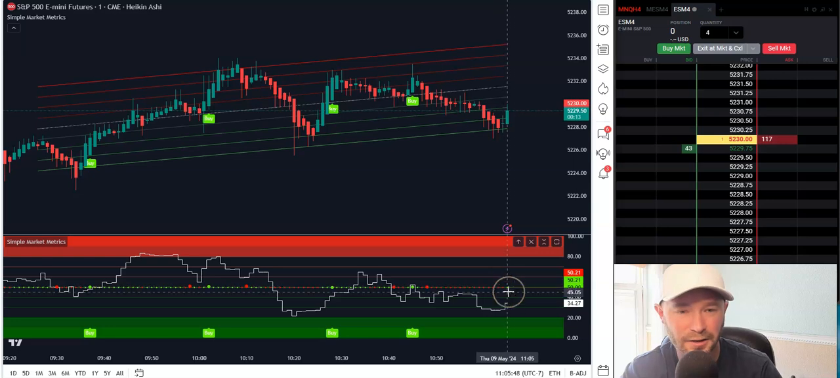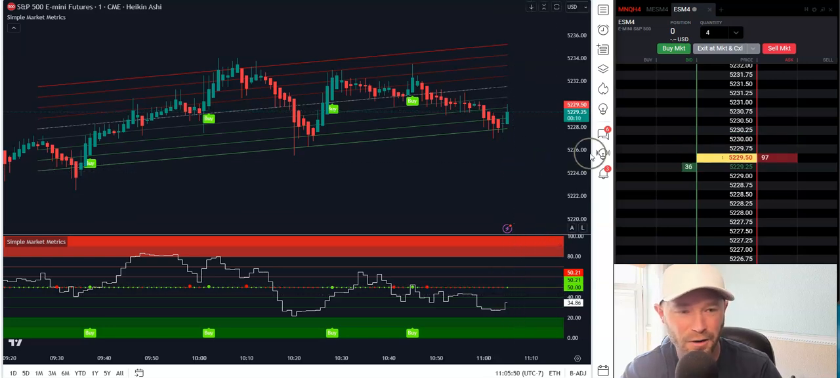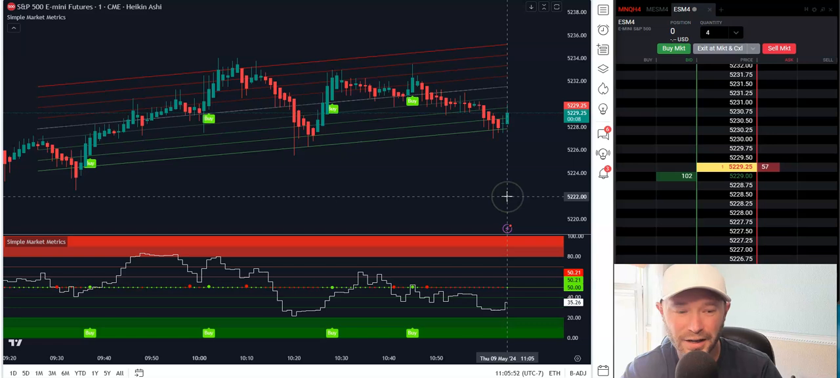So if we end up getting a good spot here on this trade, I'll go ahead and enter in over here on the chart. But again, I just want to be patient and see how this ends up playing out.